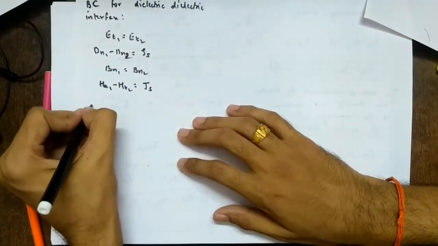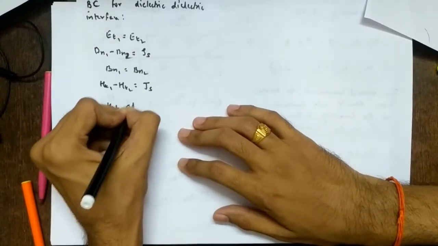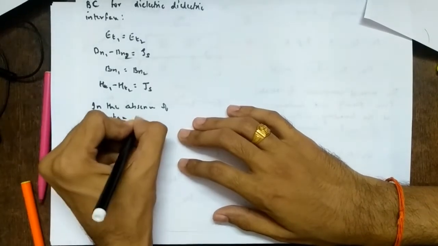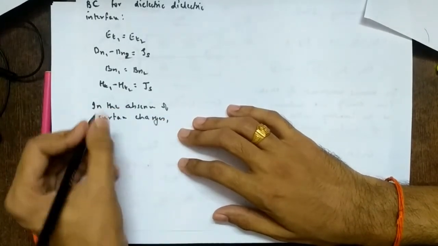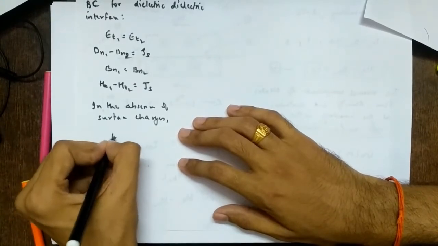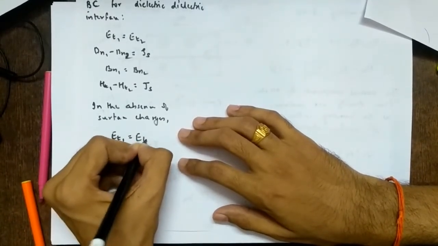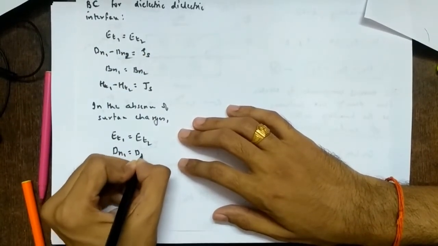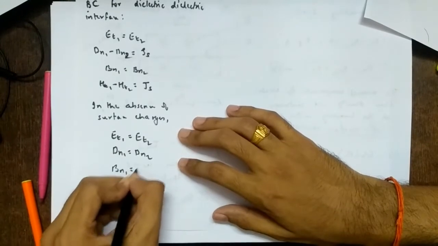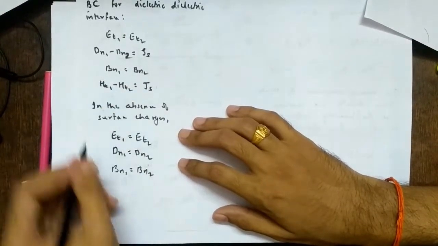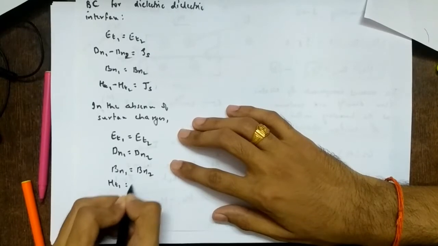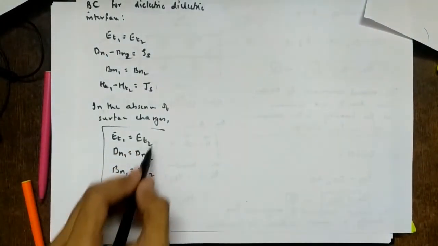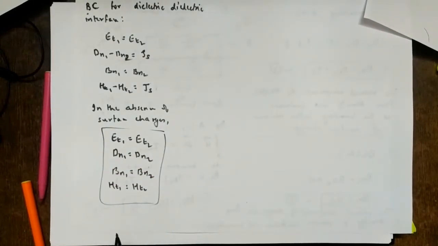And if there are no charges, so we'll say in the absence of surface charges, what will it become? Et1 will be equal to Et2. This is the same. So there are no surface charges, so rho s is 0. So Dn1 equal to Dn2. Bn1 equal to Bn2 is as it is. So again no charges, so Js is 0. So Ht1 equal to Ht2. So what we observe is, in the absence of surface charges, all the boundary conditions are continuous at the boundary, right?